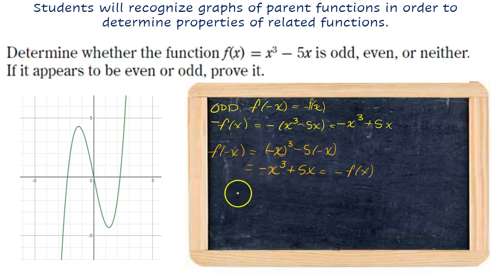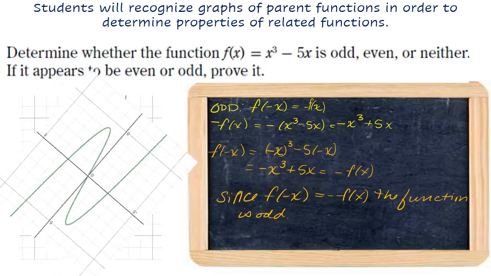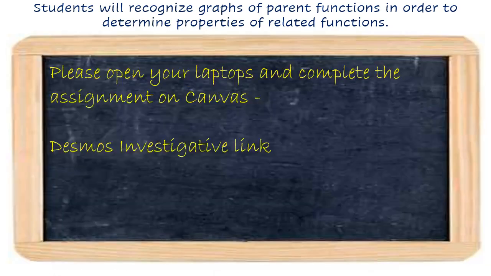So, proving it, since f of negative x equals the opposite of f of x, the function is odd. It is not because the graph suggested that it was odd. It's because we proved that it was odd. It's because we plugged in negative x. Okay? So when I rotated that around, I could see that it ended up on the same thing.